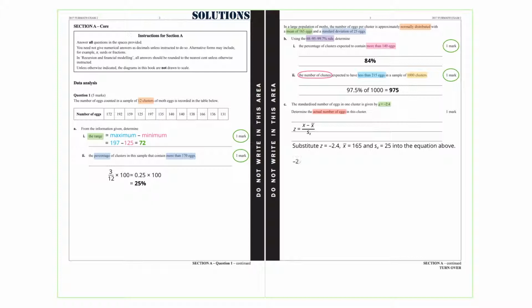into the equation above. We can now multiply both sides of this equation by 25, and we end up with negative 60 equals x minus 165. We add 165 to both sides of the equation, and we end up with x equals 105. This question is worth 1 mark, which is going to be an answer mark.